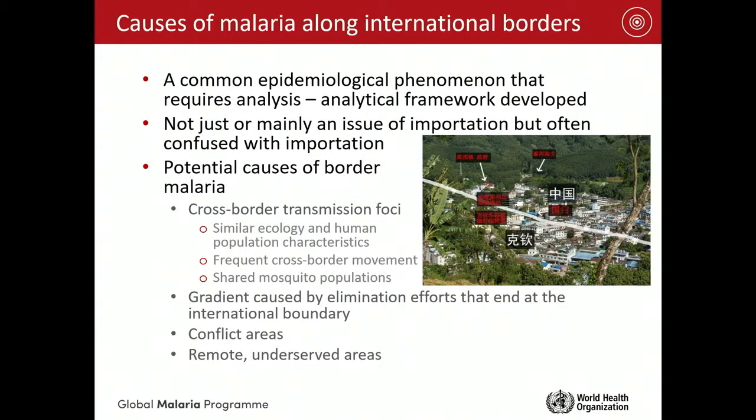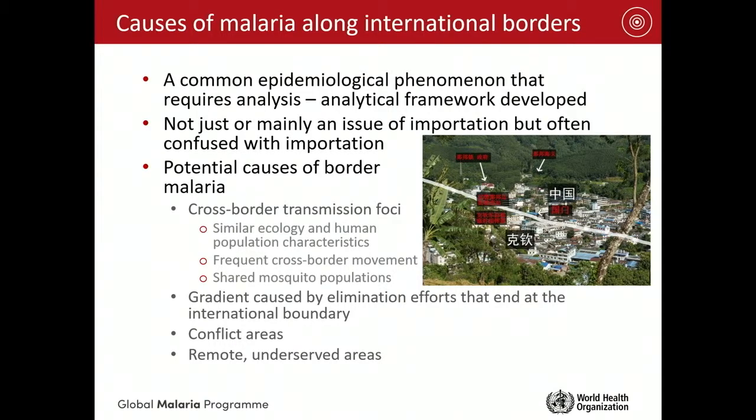So we know that this is a common phenomenon. Every country that's not an island nation that has a neighbor that has a higher level of malaria transmission reports border malaria issues. But it's important to say that this is not necessarily an importation issue, but it's often confused with importation. So there are several potential causes of border malaria, and the most likely in many areas is that there is a cross-border transmission focus.